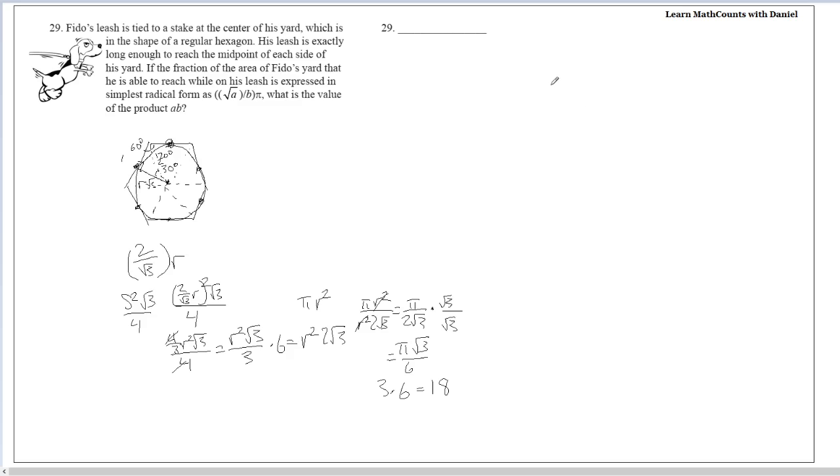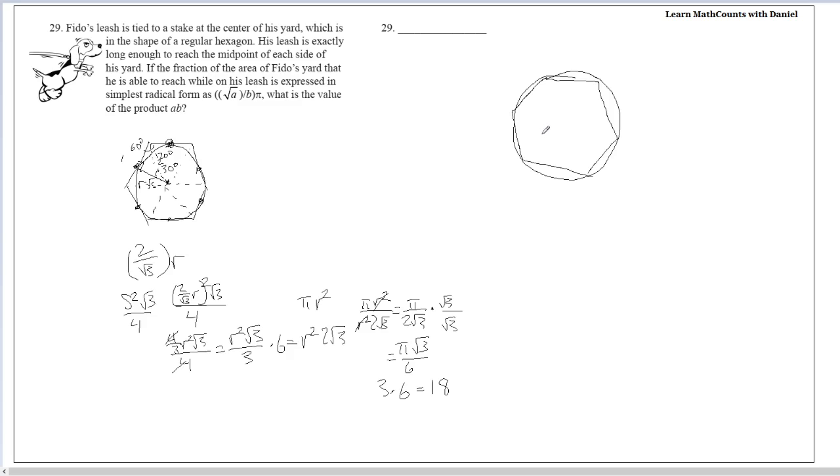Alright, let's do a second practice problem. Forget the dog for now. Let's say that we just have a circle, and now the hexagon is inside. Last time it was the circle inside the hexagon, now we have a hexagon inside a circle. Pretend that this is a regular hexagon. What is the ratio of the hexagon's area to the circle's area?